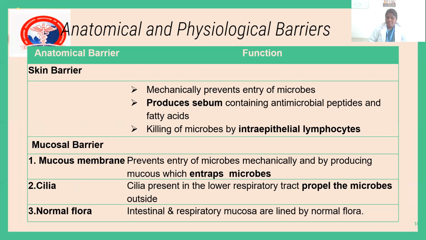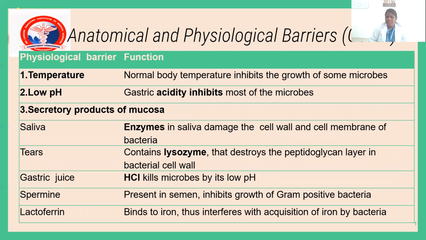And normal flora, in the intestine, respiratory tract, and wherever on the skin, has competition between the pathogenic flora and the normal flora. The normal flora has more capacity to kill the bacteria if the pathogens are fewer in number, so it provides competitive exclusion. Coming to temperature, normal body temperature inhibits the growth of some bacteria or viruses. And if the pH is low, that is an acidic environment, the bacteria fail to survive, so it makes the environment free of microbes.